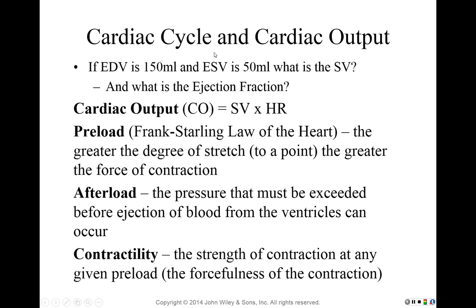So first you have to calculate stroke volume, and then take that stroke volume times the heart rate. In our example, 100 was the stroke volume, and I gave you a heart rate of 70. 70 times 100 is 7,000, and it's always in milliliters per minute. So that's cardiac output, the amount of blood ejected per minute.